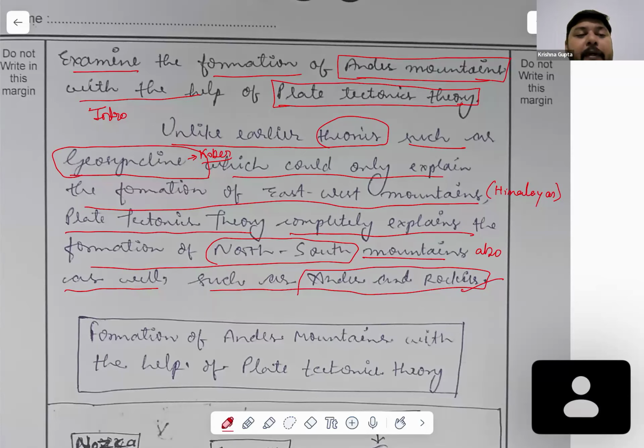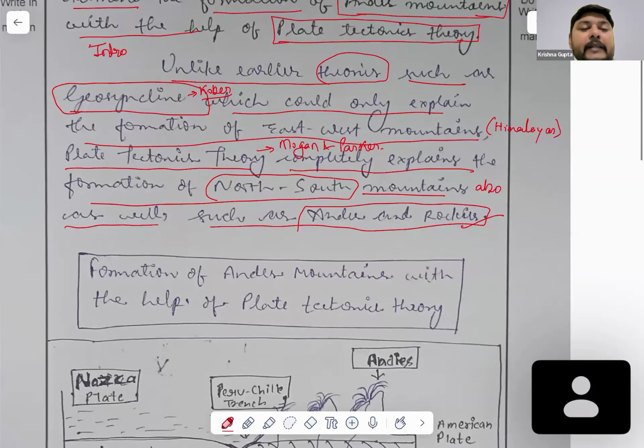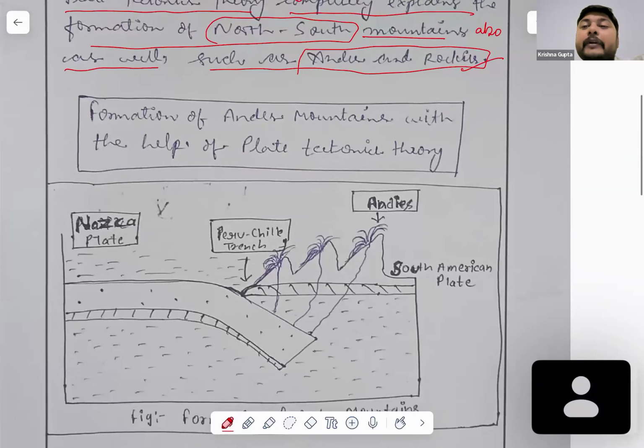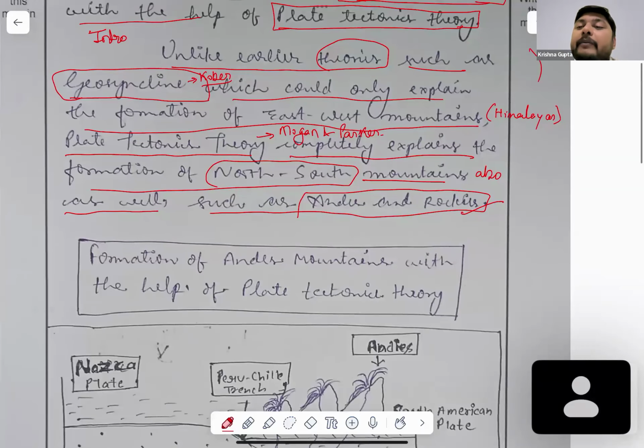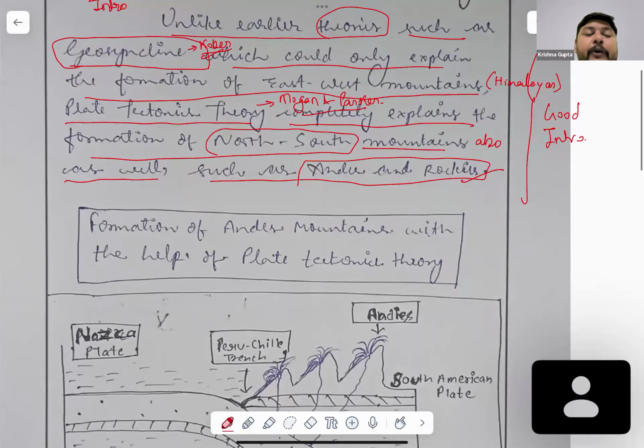You can also include here the name of a theorist, for example, Morgan, just one or two, Morgan and Mackenzie or Parker, which completely explains the formation of the North-South mountain as well as Andes and Rockies also. Okay, so this is a good introduction. So here I will be writing as good intro. But yes, these things need to be included in this introduction.